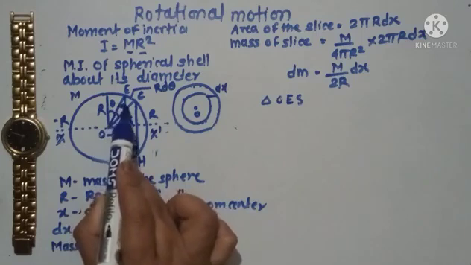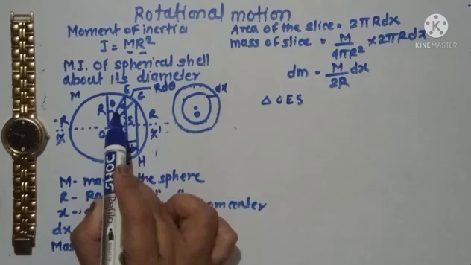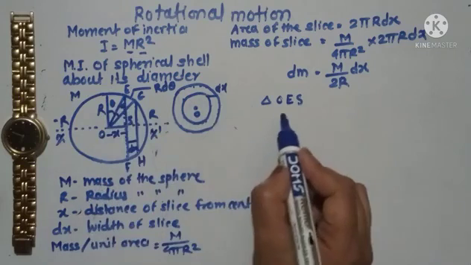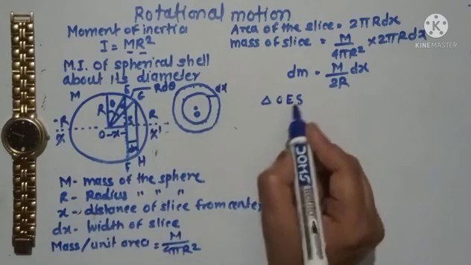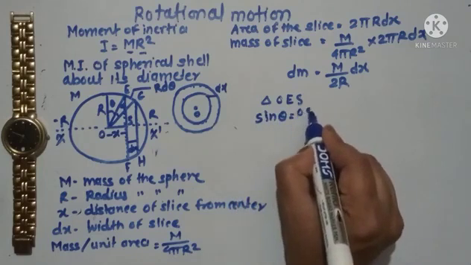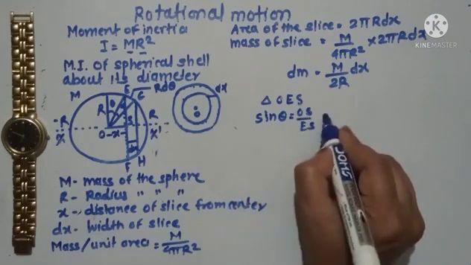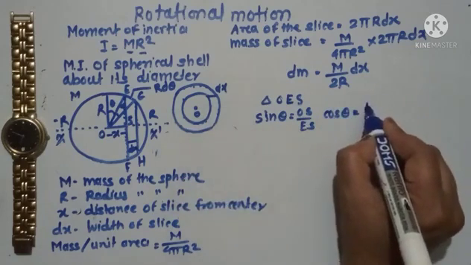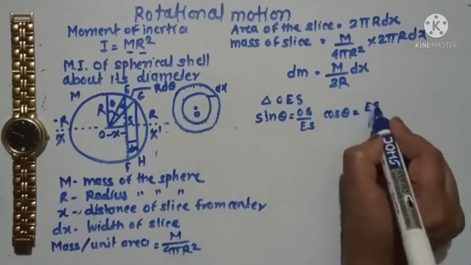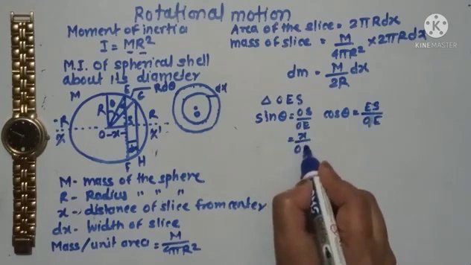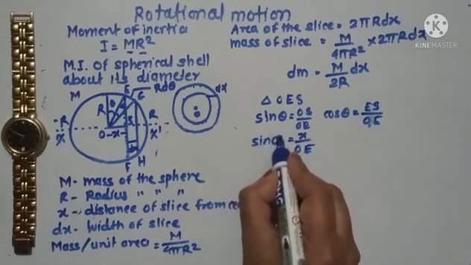You cannot see it just here because this diagram has become very small. But consider this angle as theta and this angle as d theta. If this angle is theta, then in triangle OES we can write sin theta is equal to OS upon OE, and cos theta is equal to ES upon OE.